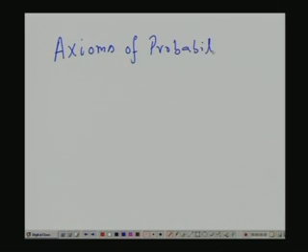So, I now get into the axioms. Axioms of probability. Actually, let me tell you something about what is meant by an axiomatic treatment.